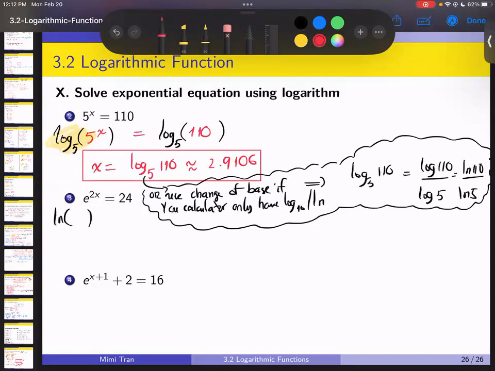So ln, take ln both sides, e to the 2x equals 24. ln e equals 1, right? And e to the ln equals 1, right? Then 2x drops down, ln of 24. I know the way I say drop down is not correct, but in a quick sense, it's kind of like that. Right? Divide both sides by 2, you're done.